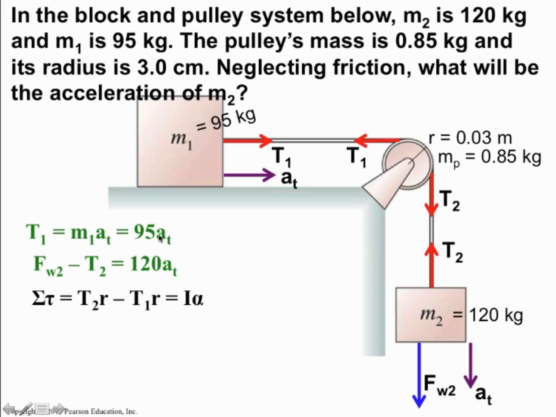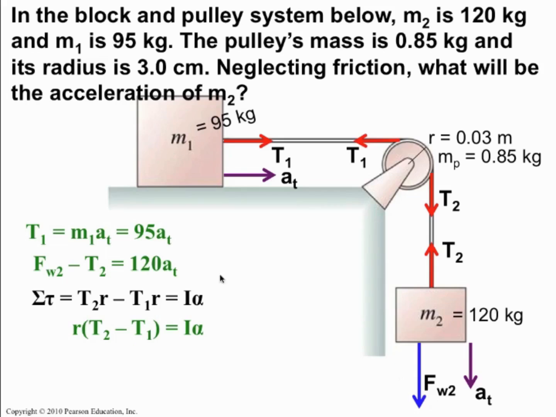All right, so this is our torque equation setup. T2R minus T1R equals I alpha. And now I'm going to write the next part in green, because these three green equations are going to be the basis for the main three equations of the system that we're about to solve. Rearranging terms, we have R times (T2 minus T1) equals I alpha. All I did is factor out an R there.